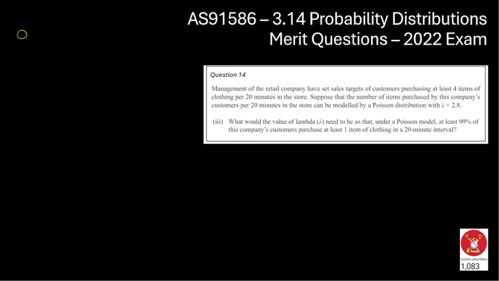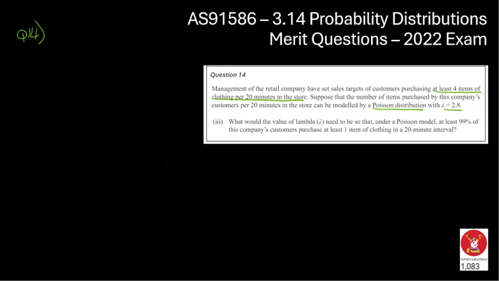Okay, we are now on to question number 14. So this carries on with kind of the customer shopping related theme that they had in the previous question. So management of a retail company has set targets for customers purchasing at least 4 items of clothing per 20 minutes in the store. Suppose that the number of items in the companies per store can be modeled by a Poisson distribution with a mean of 2.8. So that was kind of the lead up.